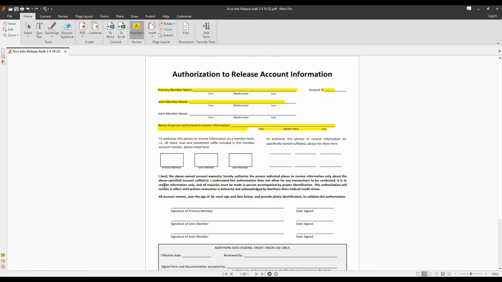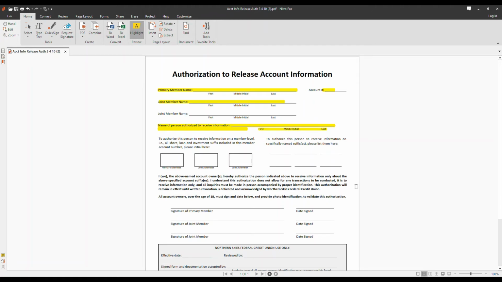Here's the part to read here. The above named account owners hereby authorize the person indicated above to receive information only about the above specified account or suffixes. I understand that this authorization does not allow for any transactions to be conducted. It is to receive information only, and all inquiries must be made in person, accompanied by proper identification. This authorization will remain in effect until written revocation is delivered and acknowledged by Northern Skies.